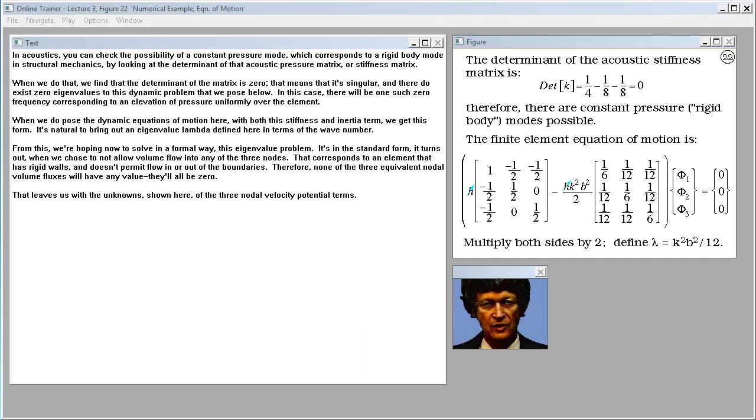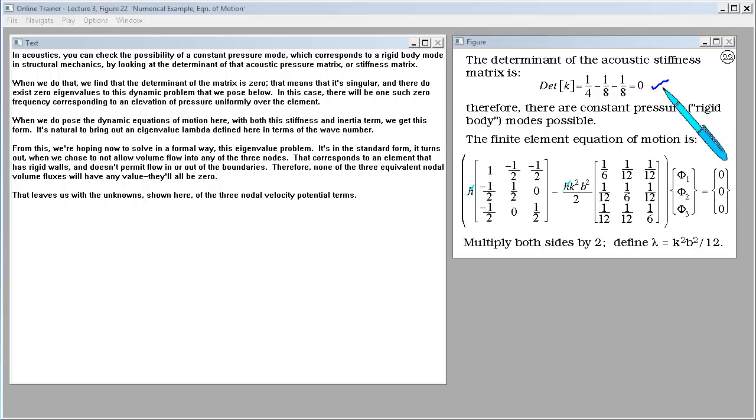In acoustics, you can check the possibility of a constant pressure mode, which corresponds to a rigid body mode in structural mechanics, by looking at the determinant of that acoustic pressure matrix or stiffness matrix. When we do that, we find that the determinant of the matrix is zero. That means it's singular, and that there do exist zero eigenvalues to this dynamic problem that we pose below. In this case, there will be one such zero frequency corresponding to an elevation and pressure uniformly over the element.